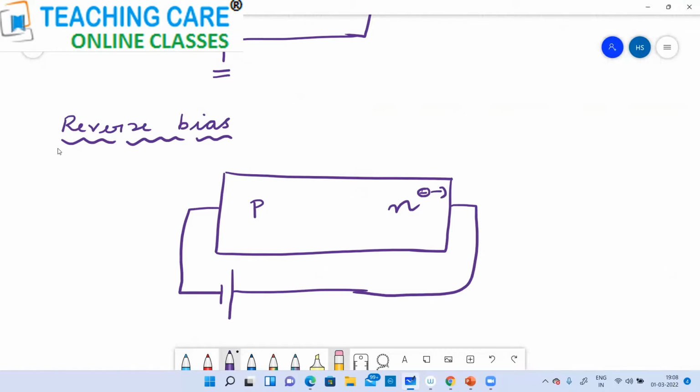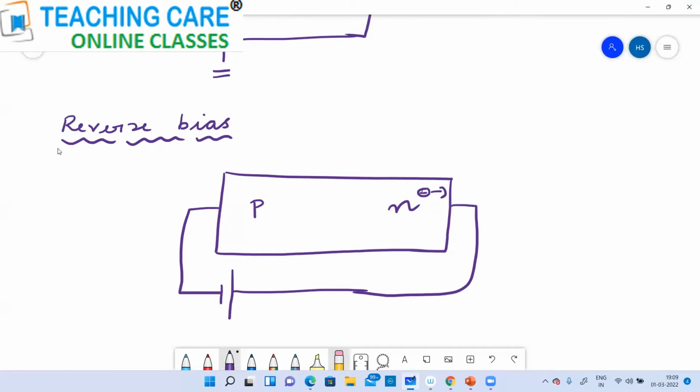The holes here, what will they do? They will go towards the negative terminal of the battery. So the electrons are attracted here and the holes towards the negative terminal. So what will happen to the junction? There are relatively few electrons and holes. Only the minority carriers will move. This point you have to note down.